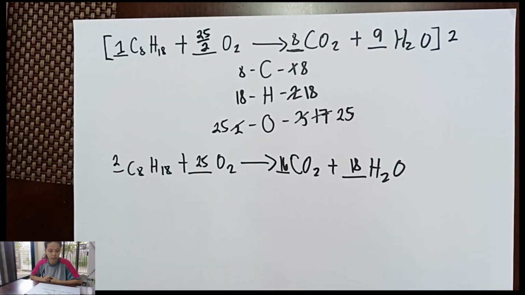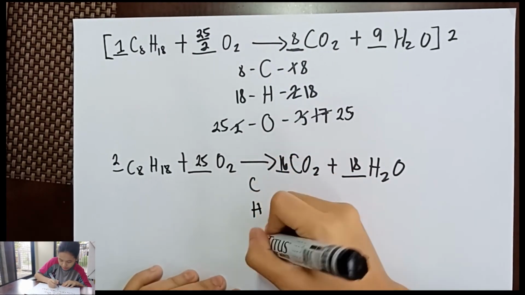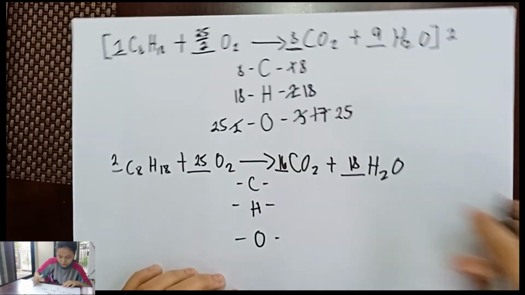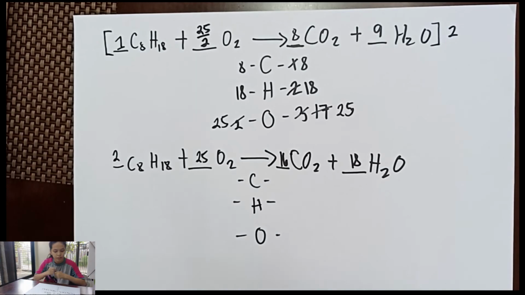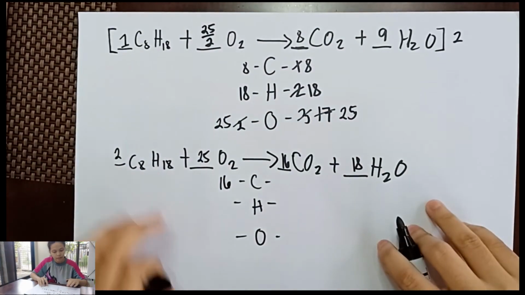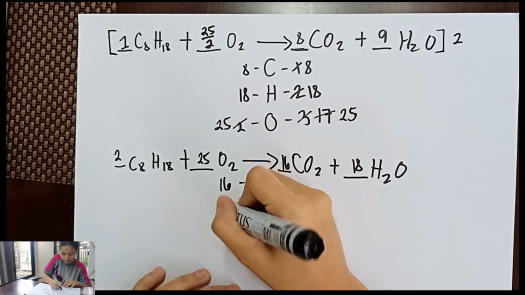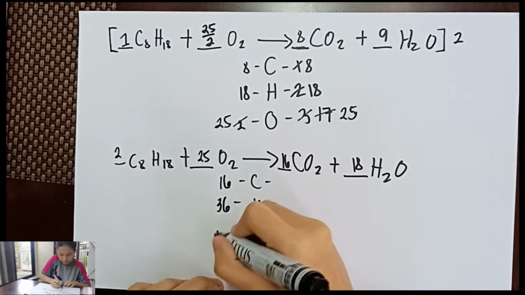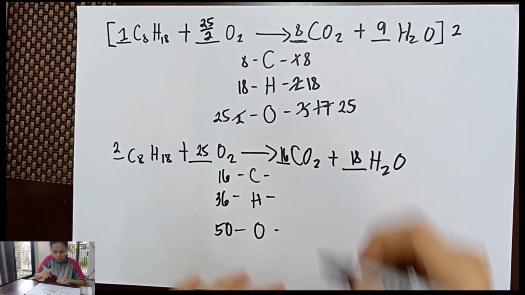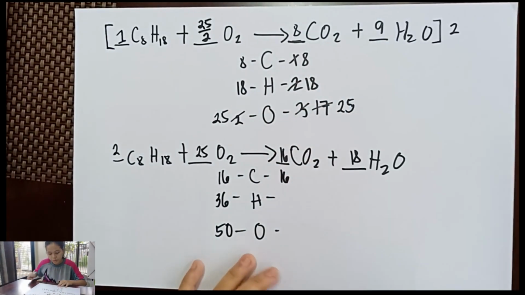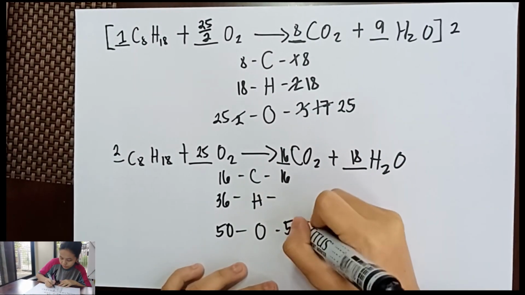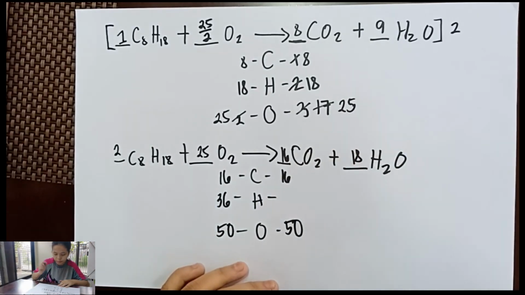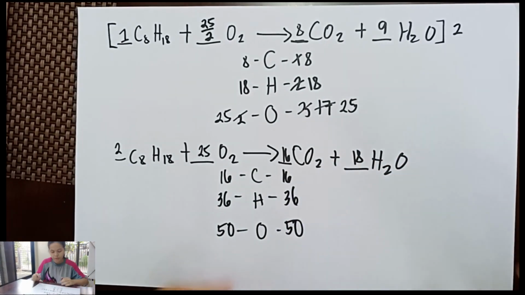So now if we're in doubt, we're going to see again if we have the right numbers. So now we're going to check again. I have here 2 times 8, that will give me 16. 2 times 18 will give me 36. 25 times 2 will give me 50. 16 times 1 will give me 16. 16 times 2, that would be 32 plus 18. Here, oxygen will give me 50. And then hydrogen, 18 times 2 will give me 36. So you can say that we have now balanced it.